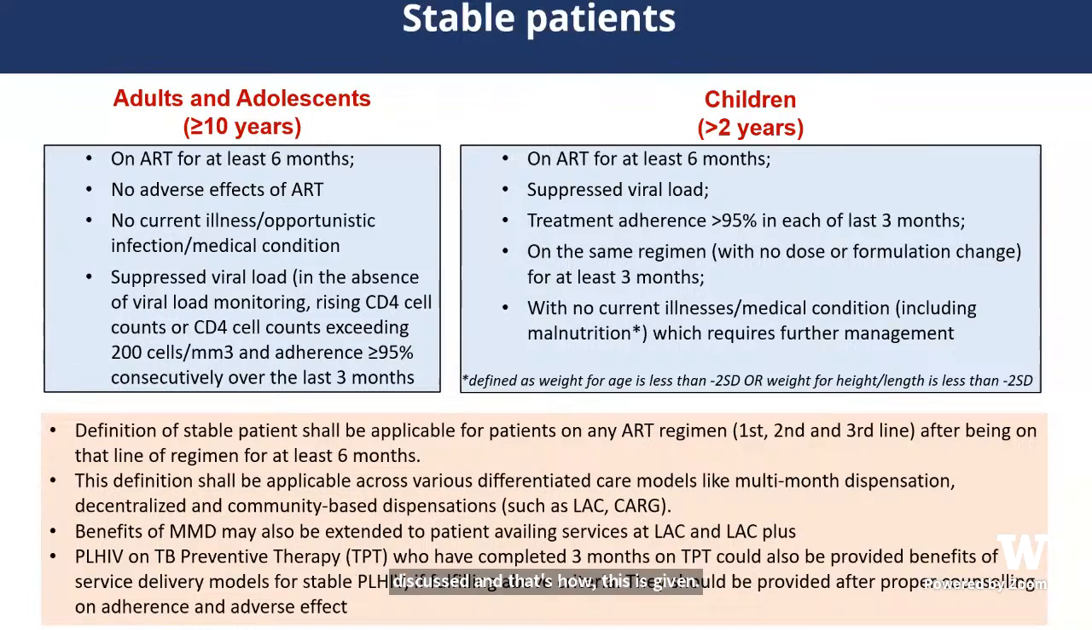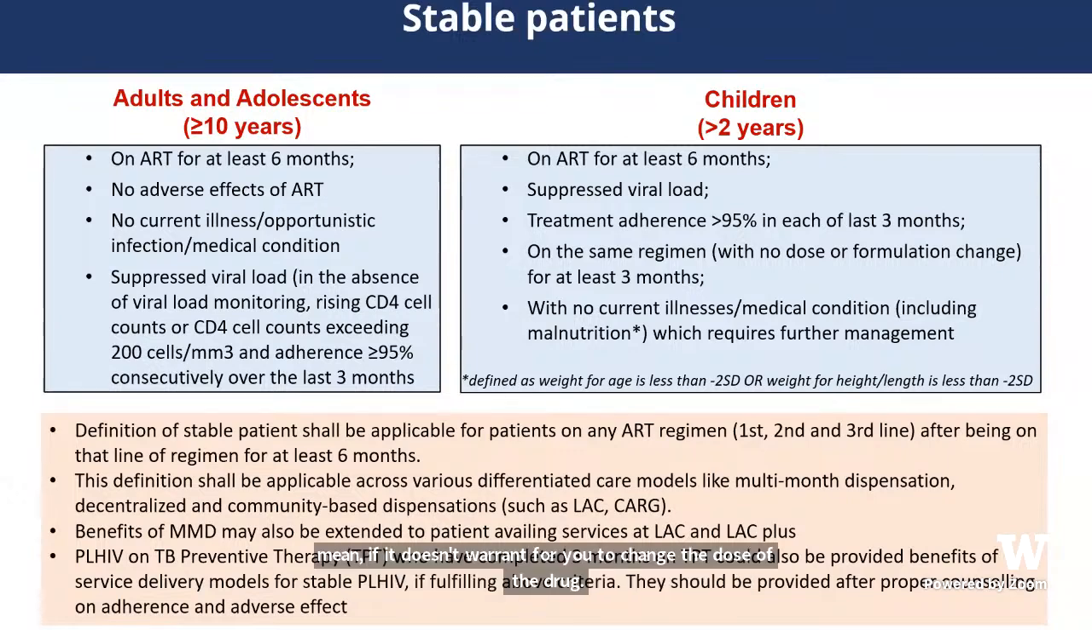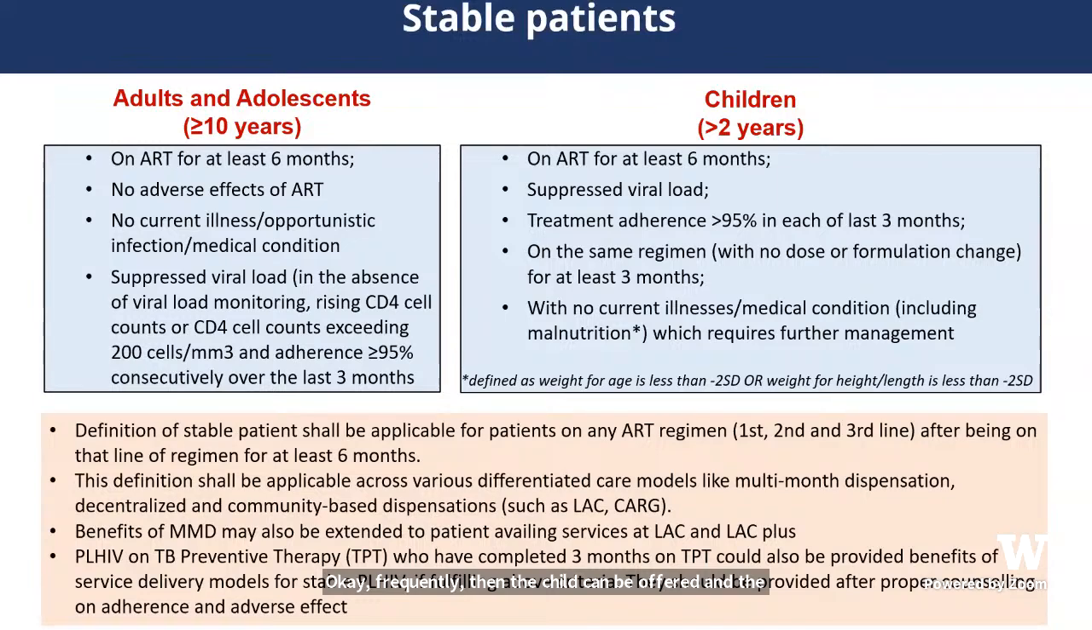So if a child is stable, and it doesn't warrant you to change the dose of the drug frequently, then the child can be offered, and the child can come along with the parents every 3 months or 2 months, whatever is the pattern there. And this is all again subject to availability of the drug. Okay, sir. Thank you so much.